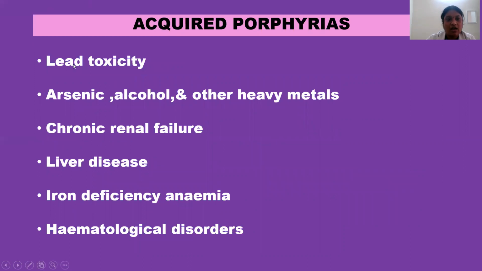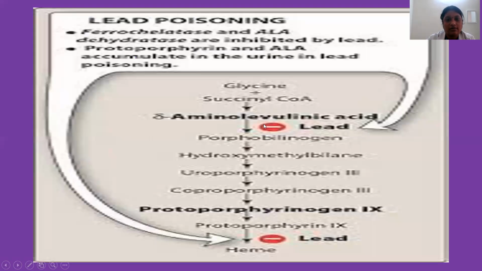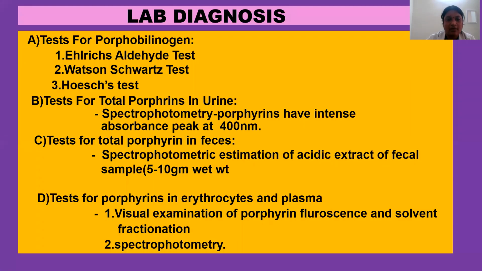Acquired porphyrias are due to lead toxicity, arsenic, alcohol ingestion, and other heavy metal ingestion, chronic renal failure, liver disease, iron deficiency, anemia, and hematological disorders. So lead will inhibit the ALA dehydratase enzyme and ferrochelatase enzyme. Sorry, ALA dehydratase enzyme. What are the tests for porphobilinogen?